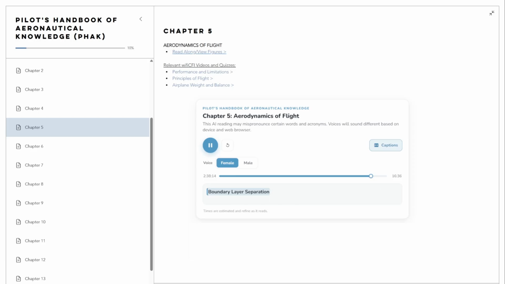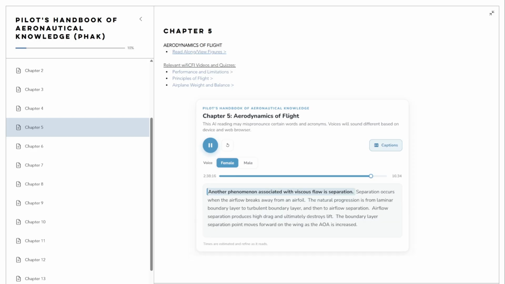Boundary layer separation. Another phenomenon associated with viscous flow is separation. Separation occurs when the airflow breaks away from an airfoil. The natural progression is from laminar boundary layer to turbulent boundary layer, and then to airflow separation. Airflow separation produces high drag and ultimately destroys lift. The boundary layer separation point moves forward on the wing as the AOA is increased.